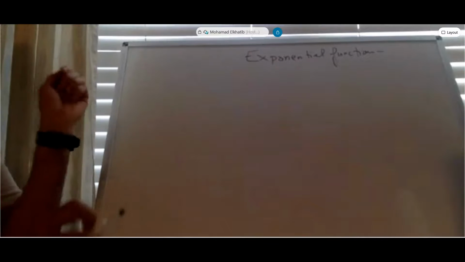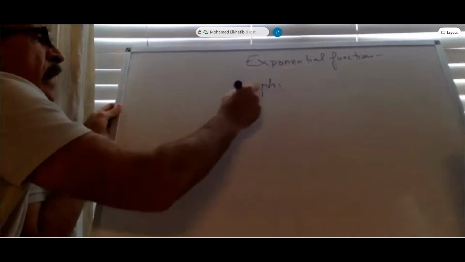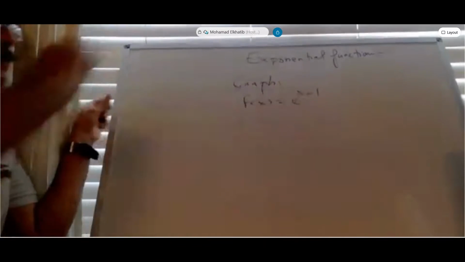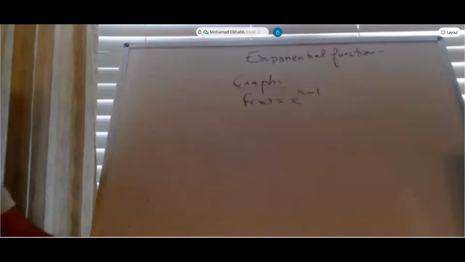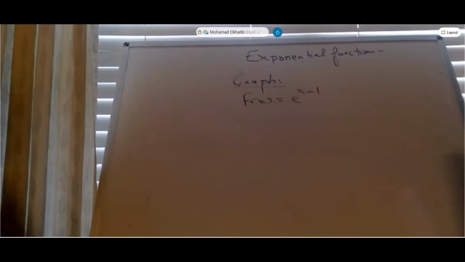All right, now, let's say I want to graph f of x equals e to the x minus 1. Remember, e is not a variable. Remember, we found e when we learned continuous interest, compound interest. We said e is on the calculator. You find the letter e. So now you don't know what this graph looks like. So what do you do? You make a table.